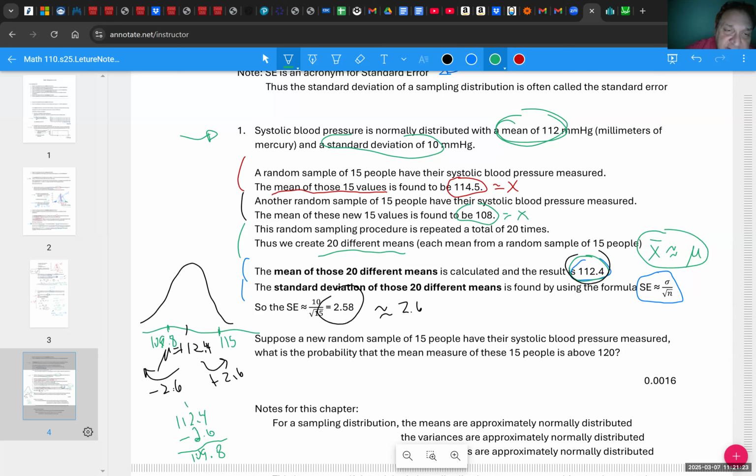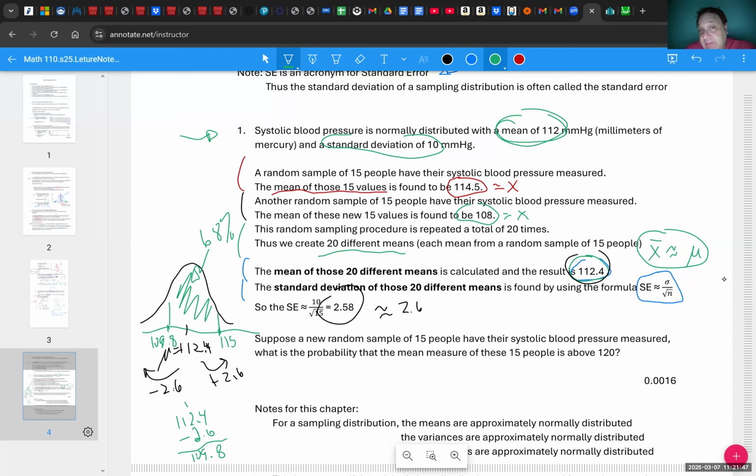109.8. And so this is plus or minus one standard deviation. So once again, this is 68% of the data. 68% of the means of the samples are between 109.8 and 115. Okay, so that's the idea here of our sampling distribution.